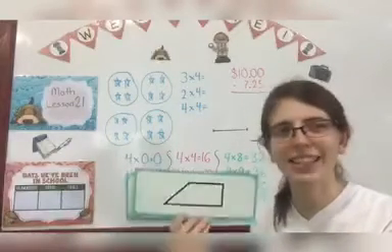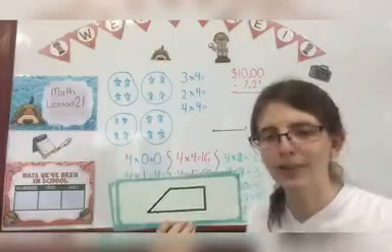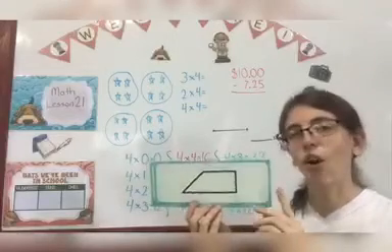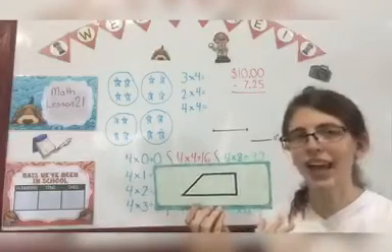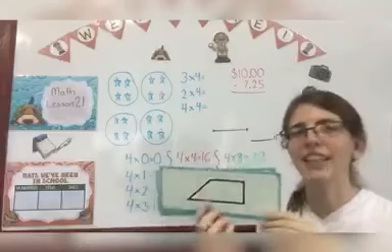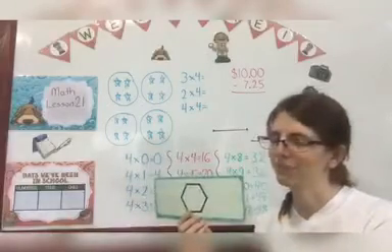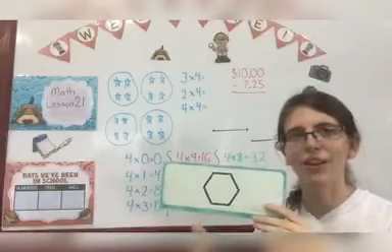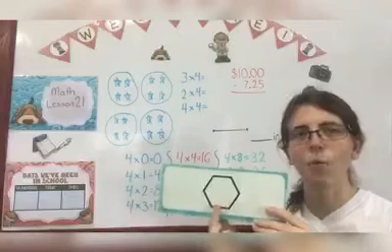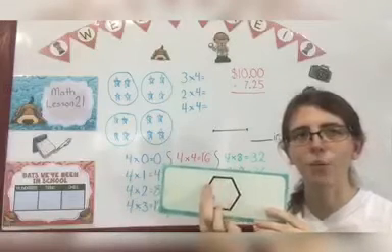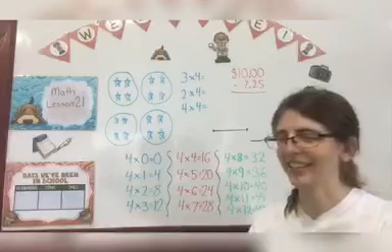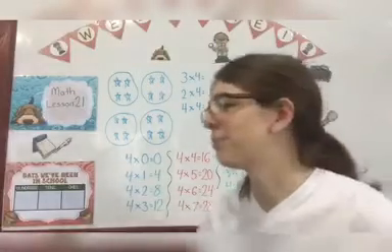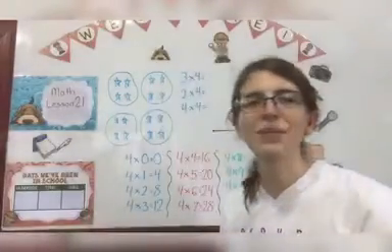Okay, this shape is the trapezoid. Trapezoid. So its sides are all different lengths. It has 4 sides. They are different lengths, and they're not at right angles. This is a hexagon. We call it a hexagon because it has 1, 2, 3, 4, 5, 6 sides. Very good.